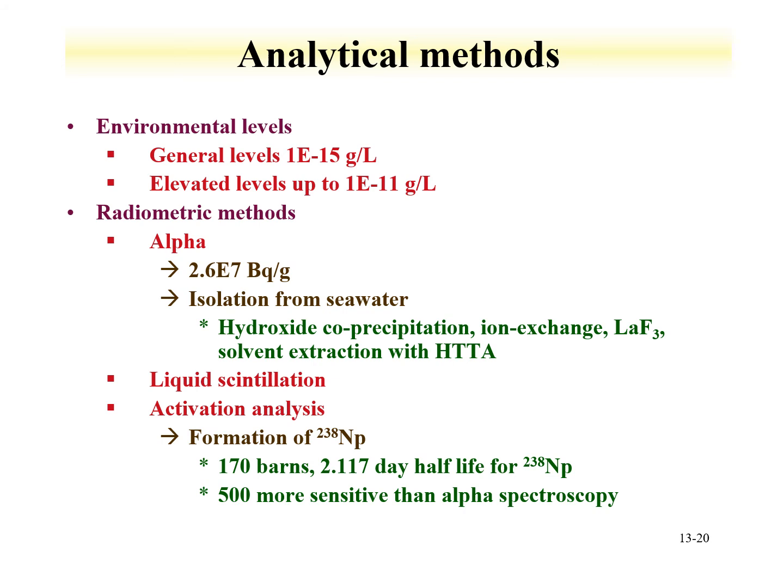Another interesting route is the formation of Neptunium-238 by neutron capture on Neptunium-237, so neutron activation analysis. The capture cross-section is high, 170 barns, and the half-life of the neptunium-238 is very short, 2.117 days. So this allows for a very sensitive route for the determination of neptunium, and it's found to be 500 times more sensitive than alpha spectroscopy.